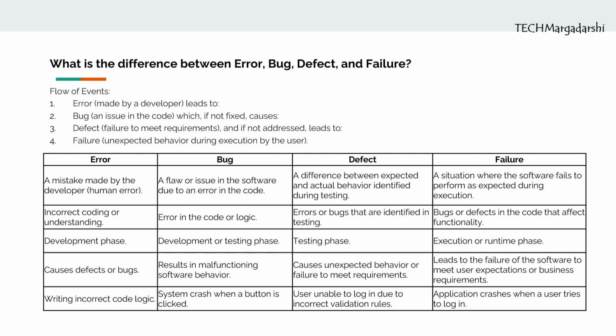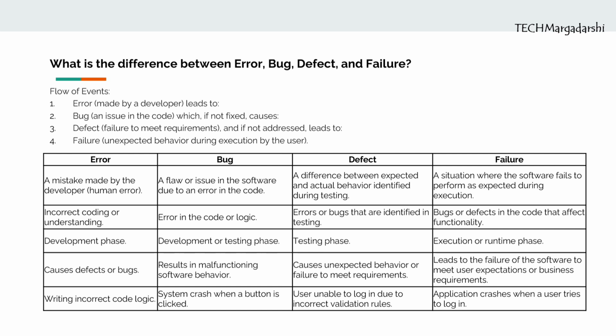So let's understand the differences. Error, a mistake made by the developer, human error. Bug, a flaw or issue in the software due to an error in the code. Defect, a difference between expected and actual behavior identified during testing. Failure, a situation where the software fails to perform as expected during execution.